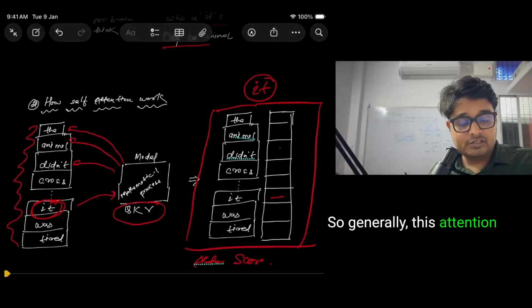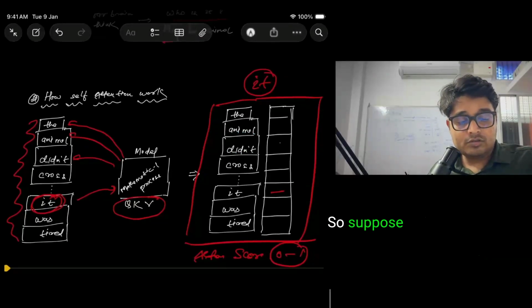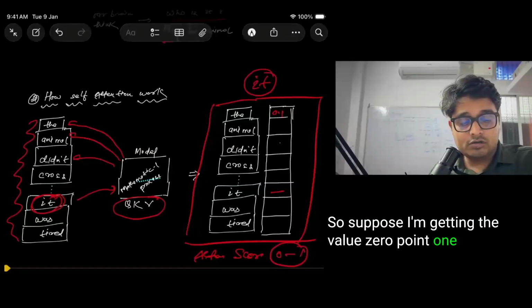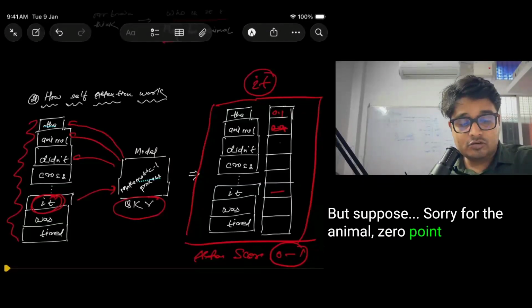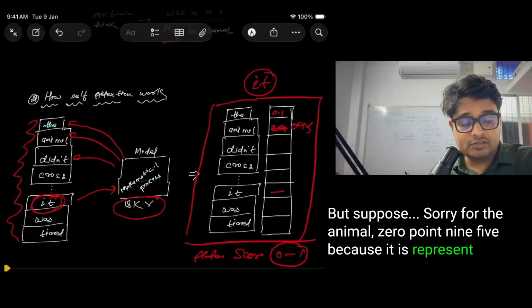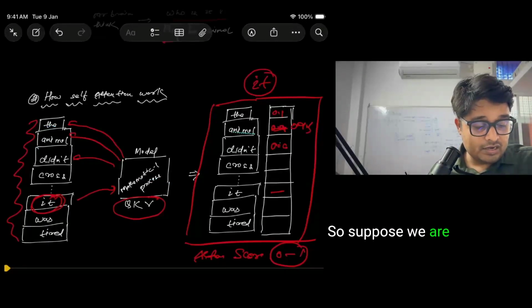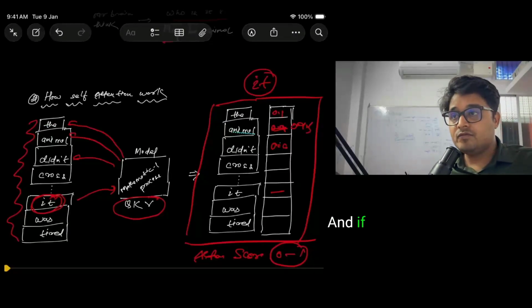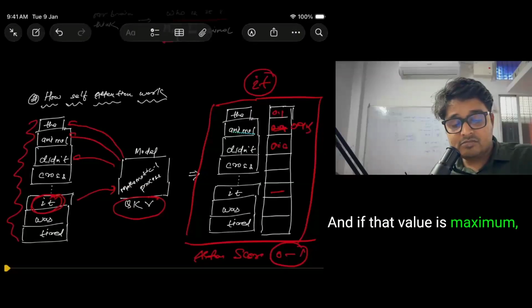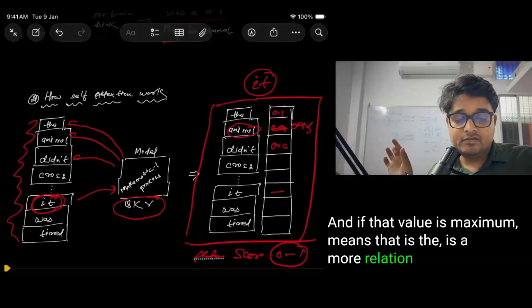Generally this attention score value will be between 0 and 1. So suppose I am getting the value 0.1 or 0.08, or for the animal 0.95. Suppose we are getting this kind of value, and if that value is maximum, it means that word has more relation with the it.